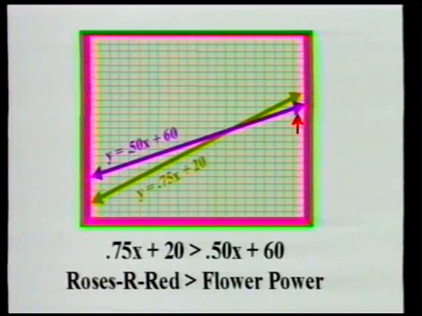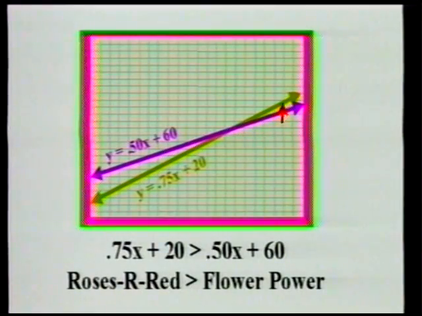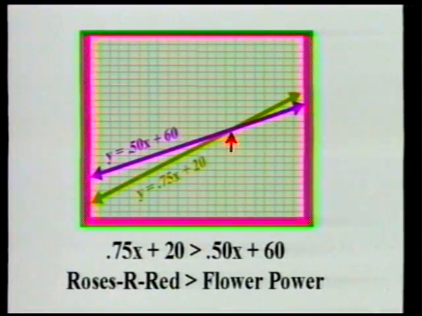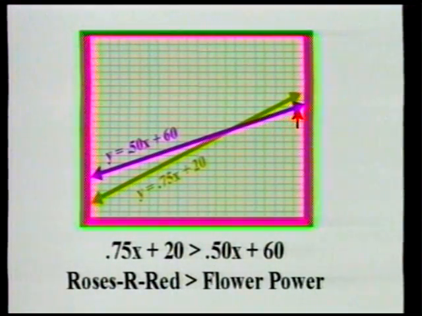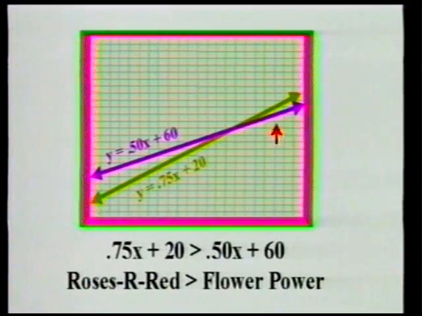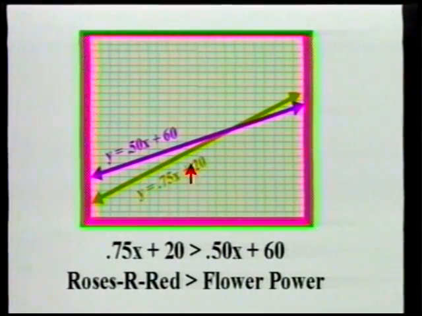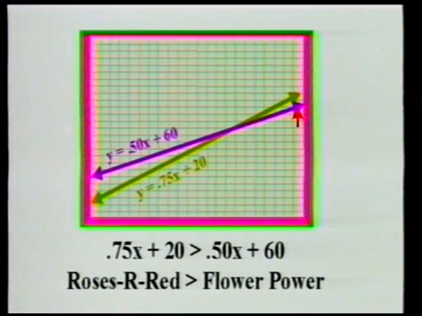The Flower Power company is the most economical company to shop with because the Y values along the Flower Power line are lower now than the Y values in the Roses Are Red line, indicating that after purchasing more than 160 flowers, the Flower Power company becomes the most economical. To summarize, from 0 to 160 flowers, Roses Are Red should be the company of choice. From 160 flowers and more, Flower Power should be the company of choice.